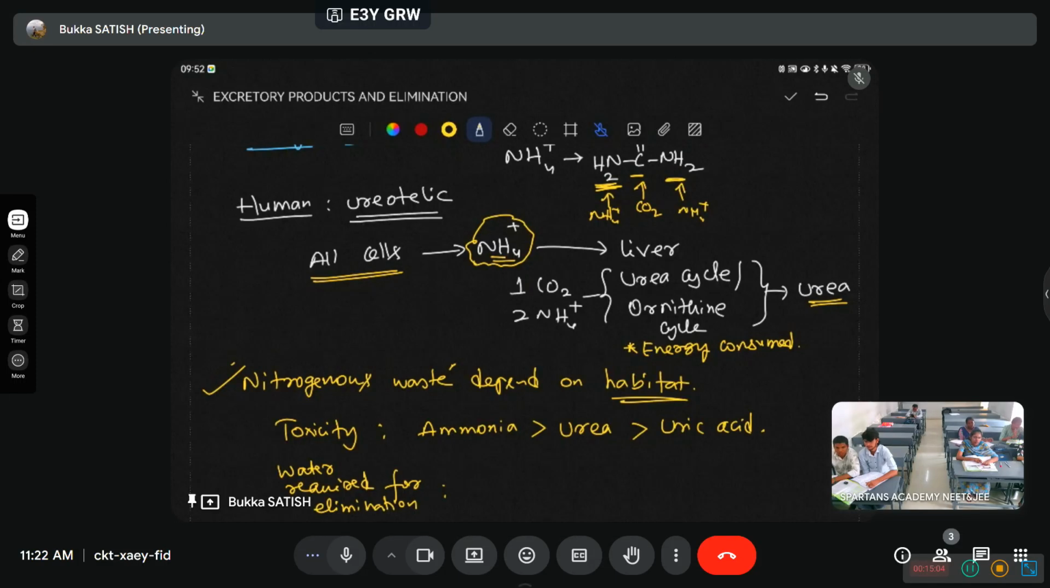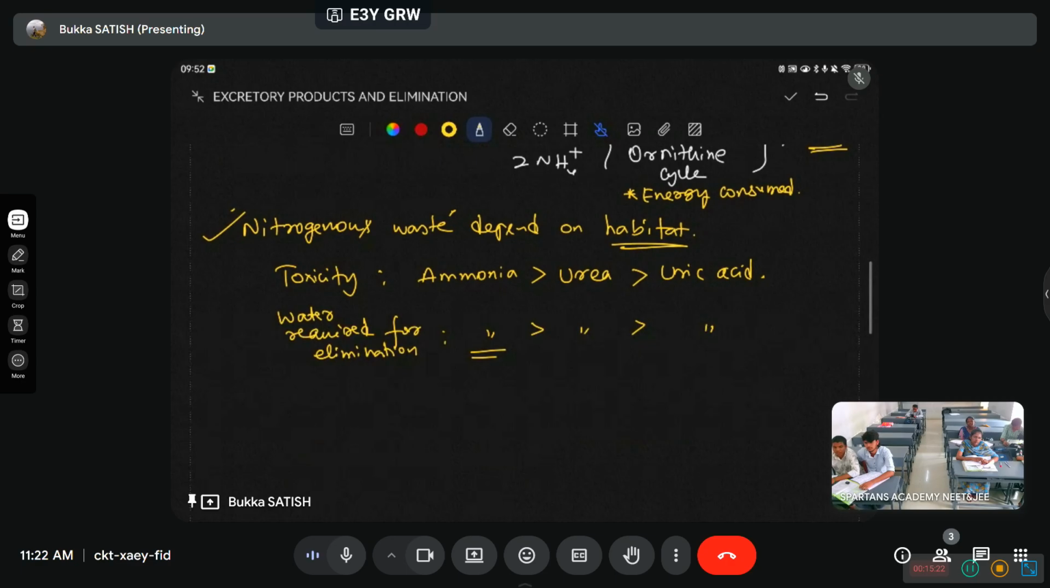What is the order? Same order. So it is ammonia, urea, uric acid. So basically, ammonia requires a large amount of water to get eliminated, right? So there is no surprise that in aquatic organisms it is ammonia, because they are able to afford water. That's why they eliminate nitrogen as ammonia, right?